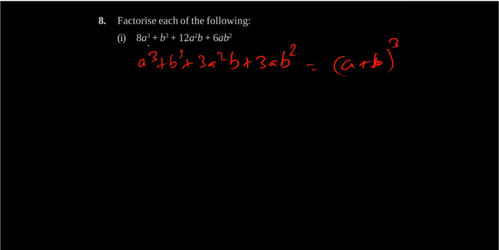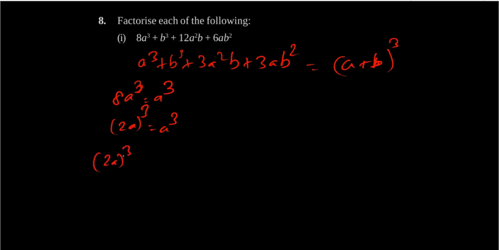let me identify what is a here. In place of a cube, we have 8a cube. So, 8a cube can be written as 2a the whole cube, that is equal to a cube. That means in place of a, we have 2a. Here, b cube equals b cube only. So, it is matching exactly.